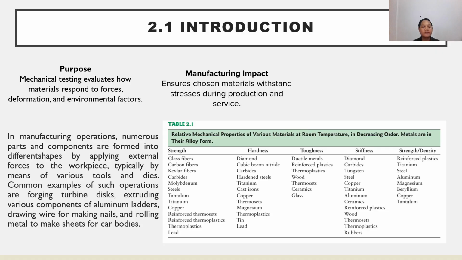Common examples of such operations are forging turbine discs, extruding various components of aluminum ladders, drawing wire for making nails, and rolling metal to make sheets for car bodies.